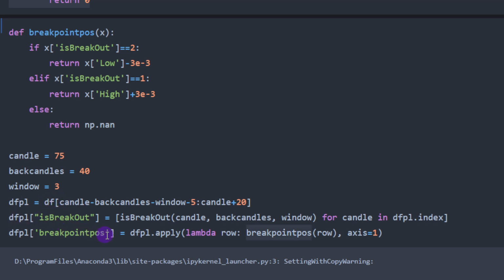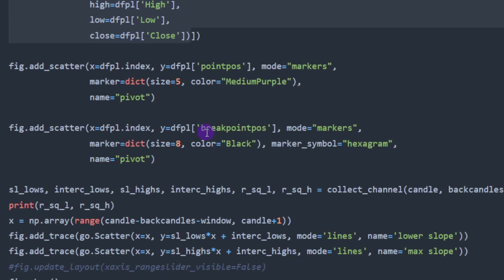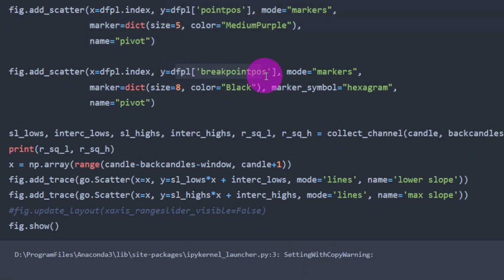And then to visualize the breakout points or the breakout candles, we're going to use the breakpoint position function on all these rows of the DFPL sliced data frame. We will visualize the breakpoints with the candles. I'm using candlesticks open, high, low, close as the previous examples. We're also plotting the pivot points. We're adding the breakpoints as hexagrams. So these are the stars, color black, and size 8. I'm going to change the name here to breakout just to give them correct naming.